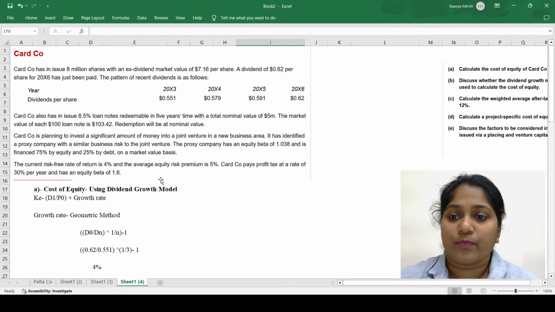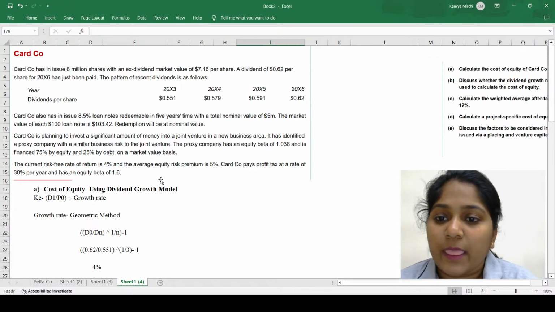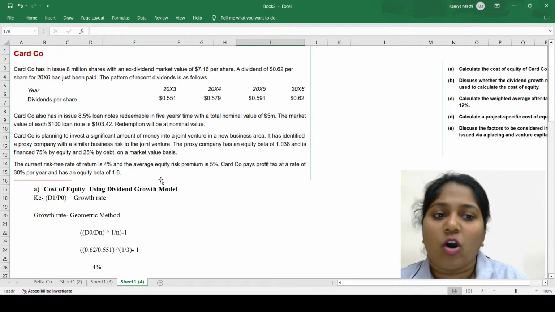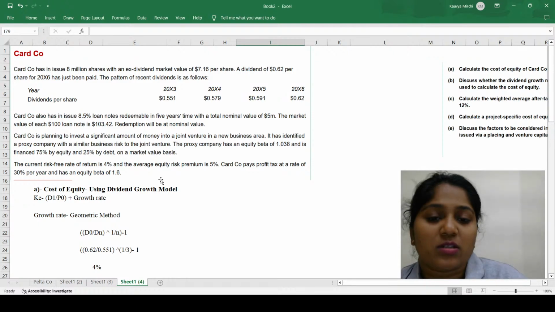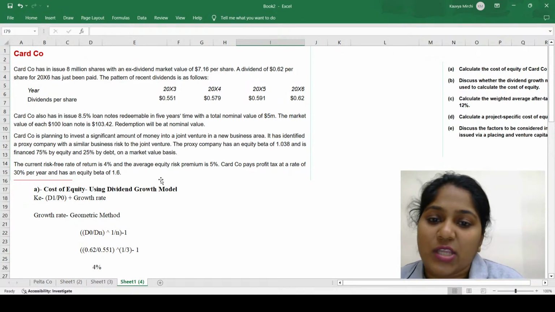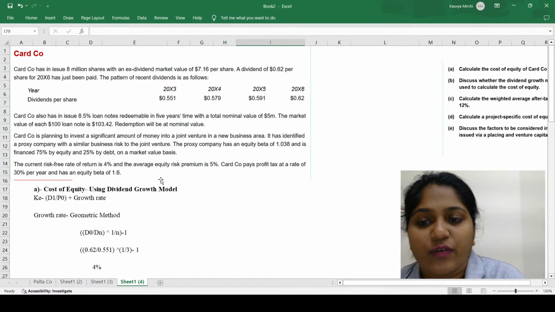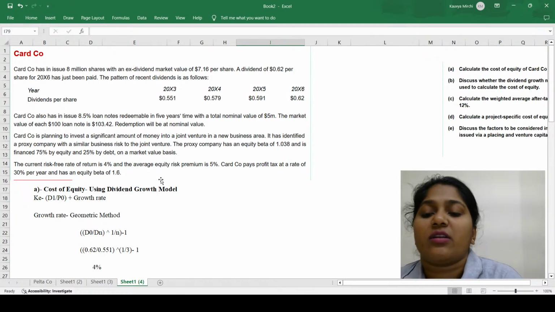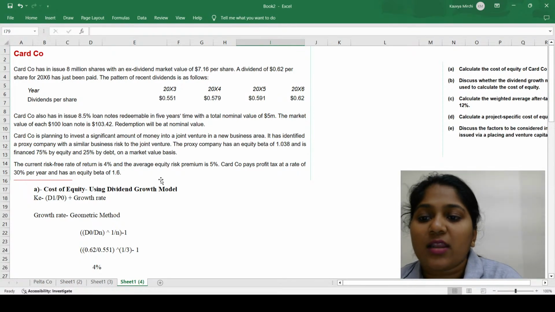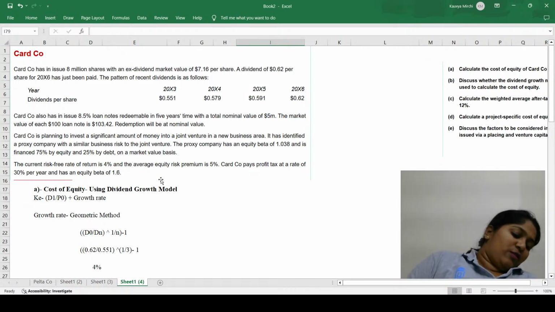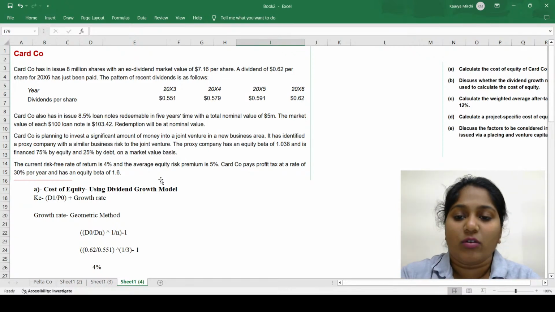It's okay if you don't know. A proxy company is just like a company who can work on behalf of you. The proxy company has an equity which is very similar to your business model. They have an equity beta of 1.038 and they are financed 75% of equity and 25% of debt on a market value basis. And right now we have risk-free return rate is 4%. The average equity risk premium is 5%. And they have given the company profit tax of how much? 30%.